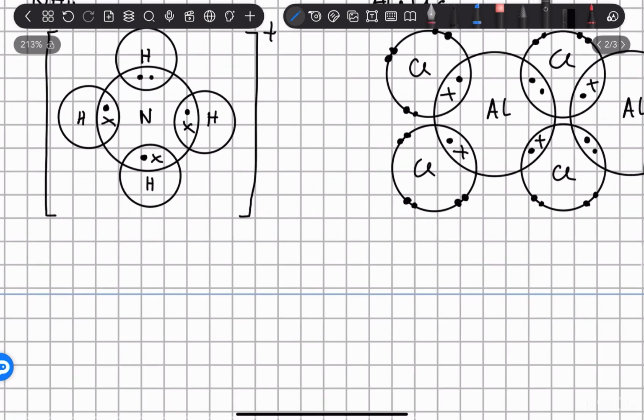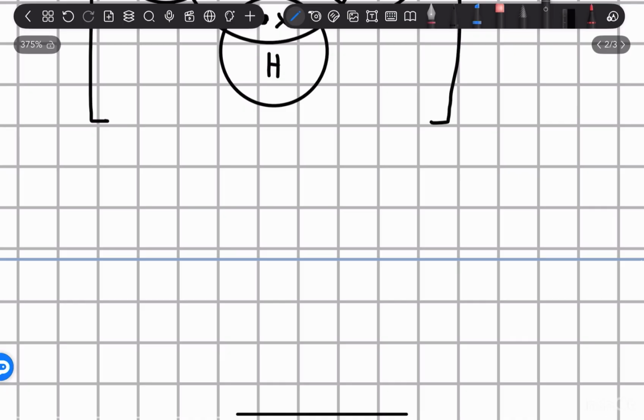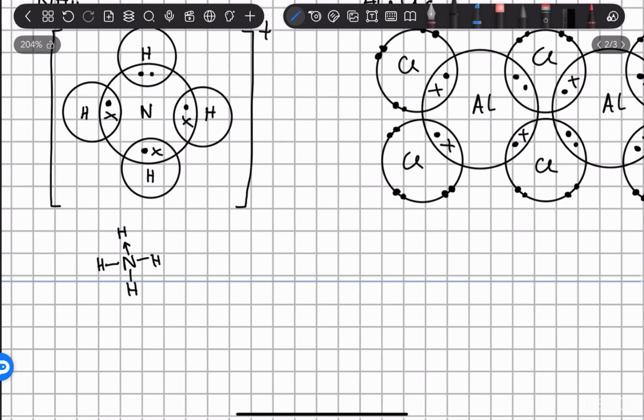When you need to write this in a simple form, what you usually do is draw the ammonia as usual, and then because that lone pair is going to be donated, we draw an arrow, which means that there's a lone pair here, but it was given to another atom. That's how you draw it.